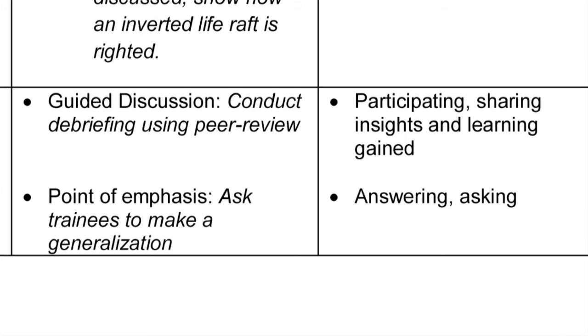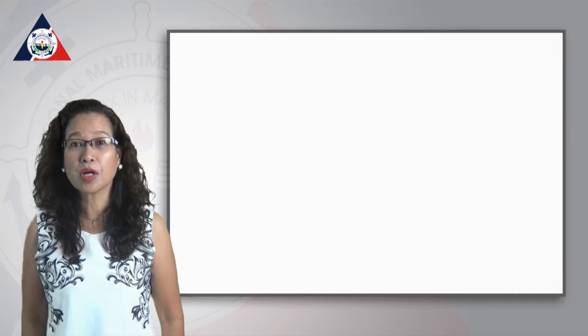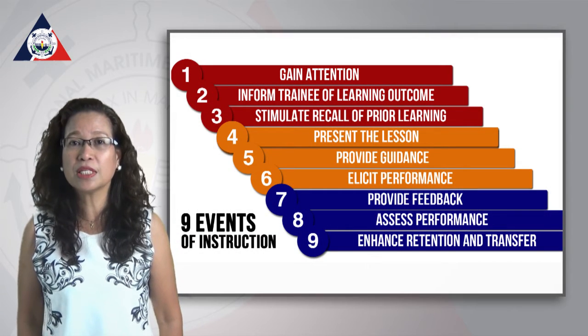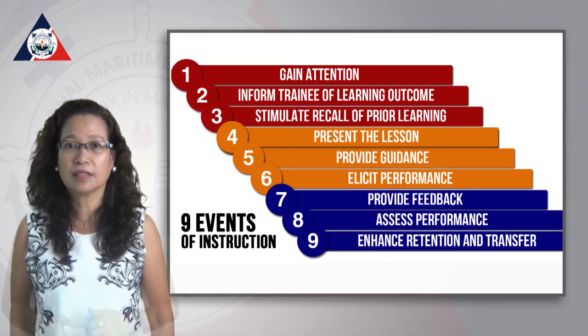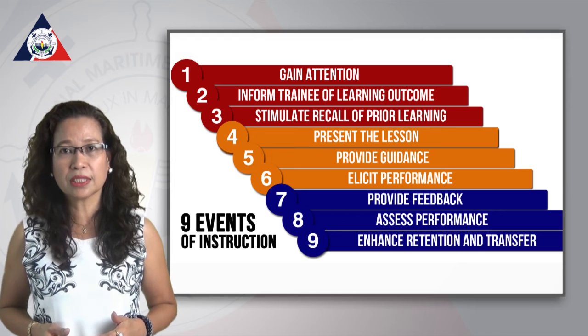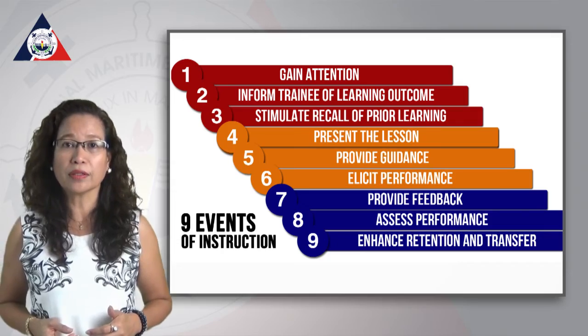Another activity to end the session is to ask trainees to make a generalization in relation to the learning outcomes. You can use whiteboard to write the responses of the trainees during the guided discussion and the generalization they have made. In preparing your IG down to the execution, you are actually following the 9 events of instruction. These 9 events set the mental conditions of your trainees such that knowledge absorption and retention will occur.